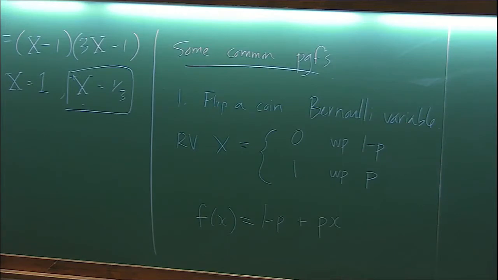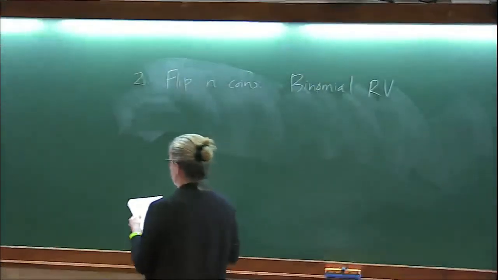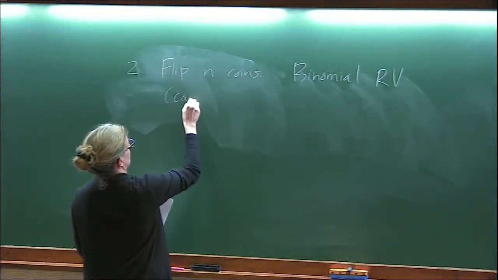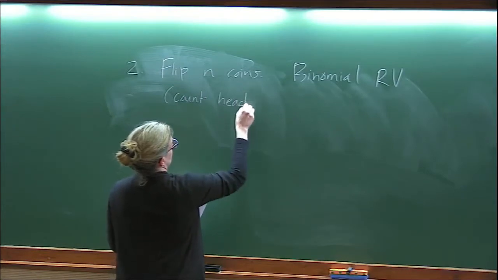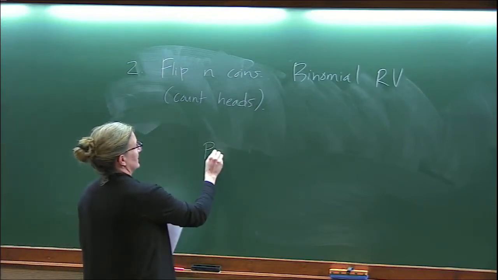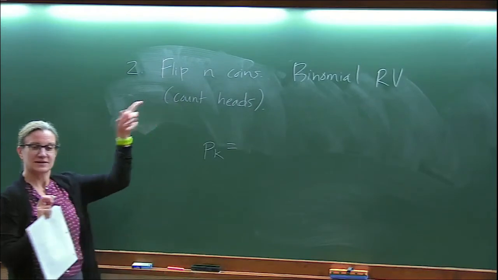So flip n coins and count how many heads. This is 2. That is a binomial variable. I guess I should say here, count heads. Or tails, really, it doesn't matter. Total number of heads. So does anyone remember the formula for the probability that I get k heads if I flipped n coins?